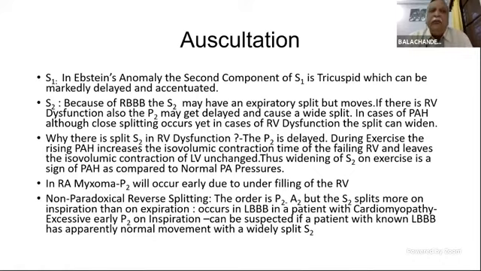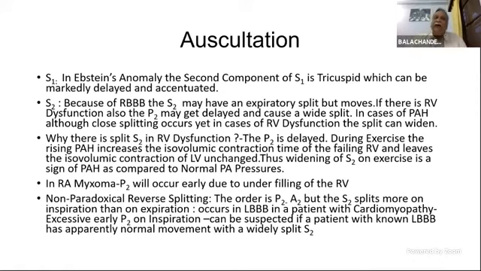Now, some examiners always like to ask vague questions, and they will ask, what is this non-paradoxical reverse splitting? Once they ask such questions, it means you have done well. They just want to probe further. So what is non-paradoxical reverse splitting? The order is P2 A2, but the split moves more on inspiration than on expiration. And this characteristically occurs in left bundle branch block with cardiomyopathy.